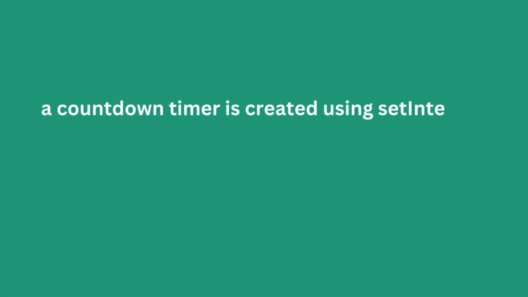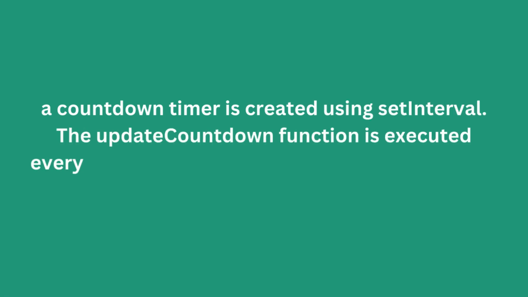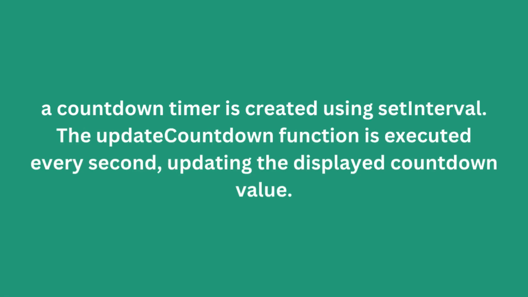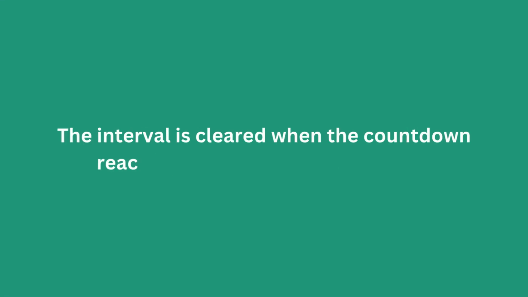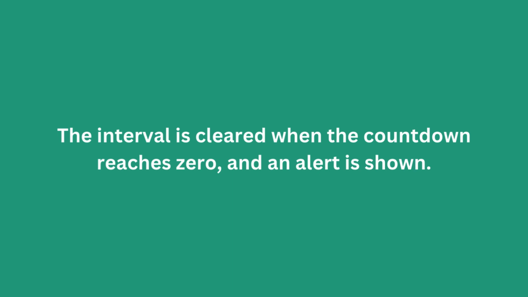In this example, a countdown timer is created using setInterval. The updateCountdown function is executed every second, updating the displayed countdown value. The interval is cleared when the countdown reaches 0 and an alert is shown.